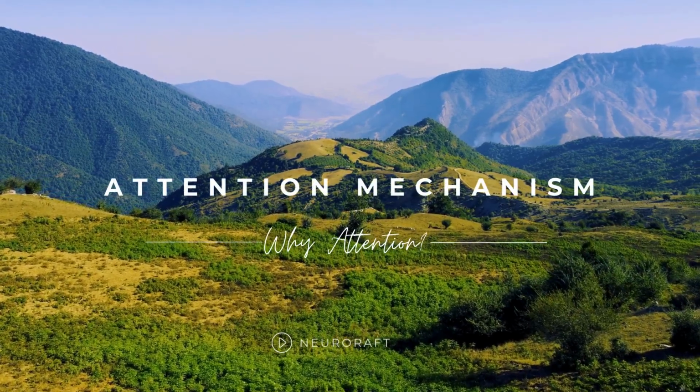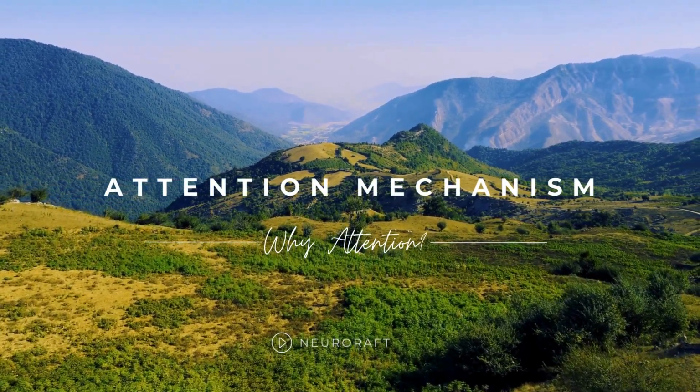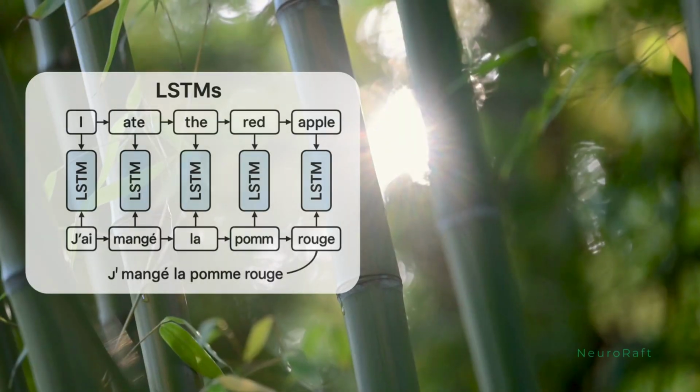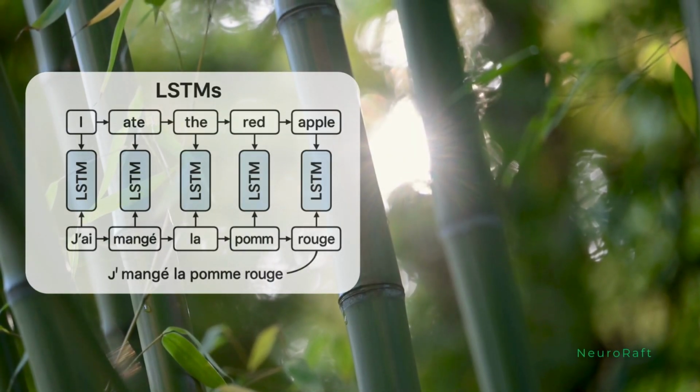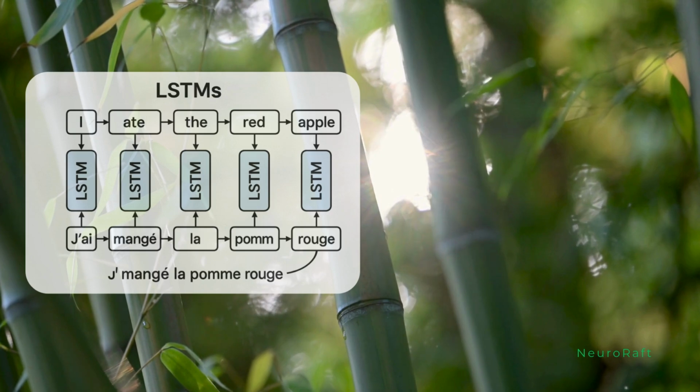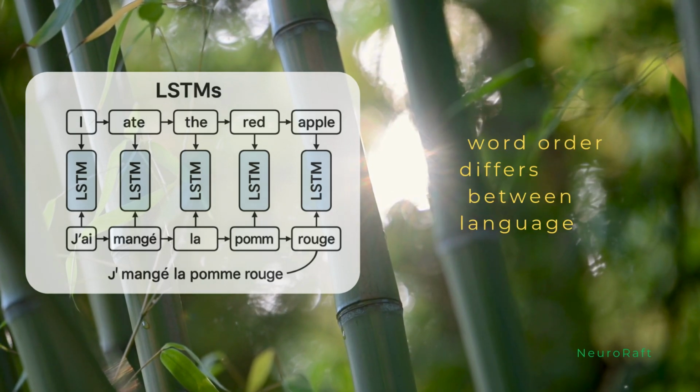Why attention? Traditional models like recurrent neural networks, RNNs, and their variants like LSTMs process information sequentially, one word at a time. This is problematic for tasks like language translation, where word order differs between languages.